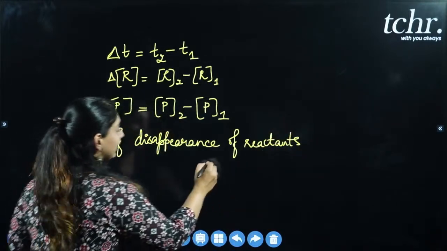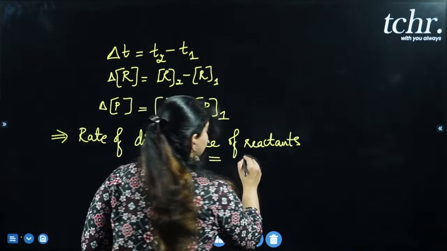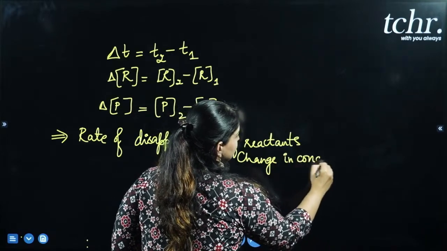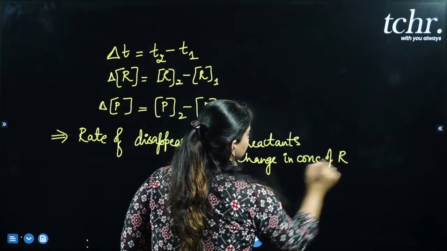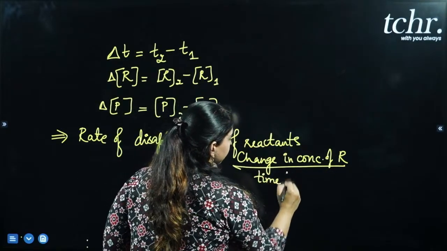ಅದು ಆ ಕಡೆ ಹಾಗೆ ಇರಲಿ. But now rate of disappearance of reactants, how do we write that? Change in, this can be expressed as change in concentration of reactants divided by time taken. Correct?